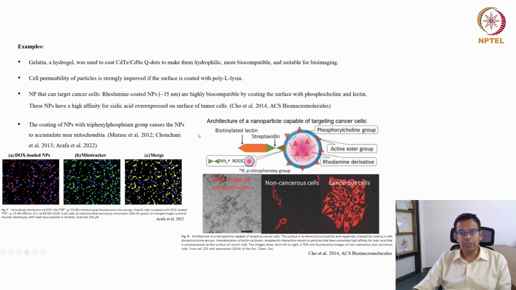So this is how you can do surface modifications of the nanoparticles, and you can specifically target any cell organelle or any specific cell type, like cancer cells versus non-cancerous cells, or even label any specific protein by coating them with specific antibodies. All these kinds of surface modifications are possible with nanoparticles, to increase their biocompatibility, to increase their cell permeability, or to make them specifically target any protein, cell or tissue within the cell or outside the cell.